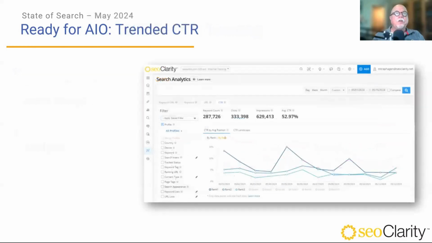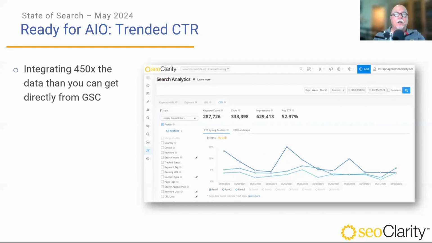And finally, another place to do that kind of forensic work and see where it might happen, because when the real estate's taken up by something else like an AI result, typically your CTR for your regular results is going to go down. And this is something that nobody else has that I know of, this trended CTR.